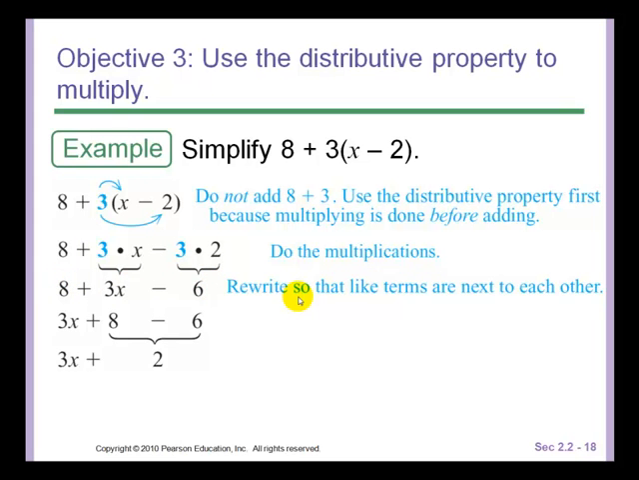Now you can rewrite it if you need to get like terms next to each other. Again, some people need to rewrite it, and some people do not. We're going to rewrite it so the 3x is in front and the 8 and the -6 are next to each other. Be careful when you're rewriting with the negatives. This was adding a -6, so that negative or the subtraction has to stay with the 6. When you move the 3x, it doesn't move with it. This belongs to the number behind it. 8 minus 6 is 2.